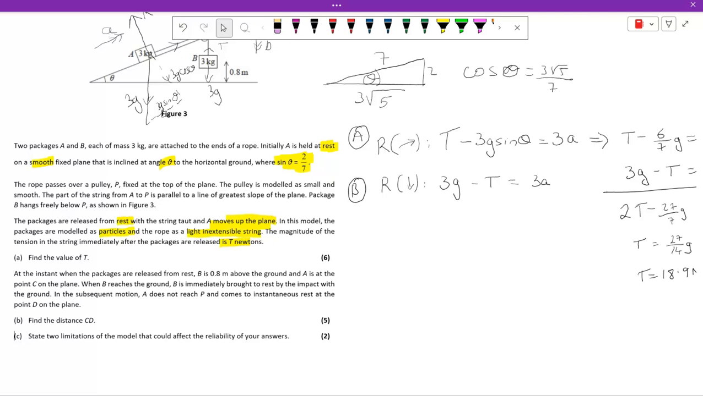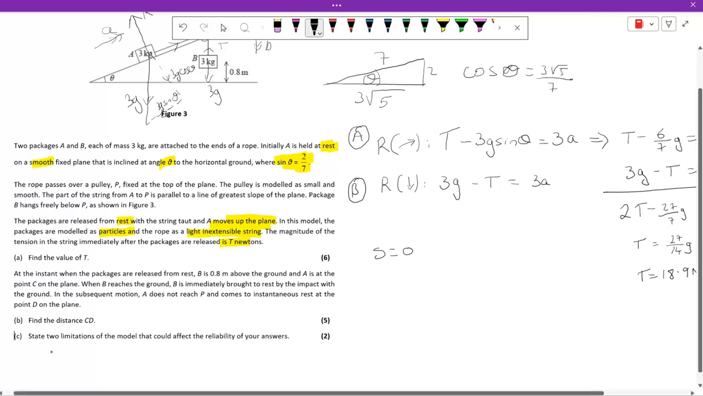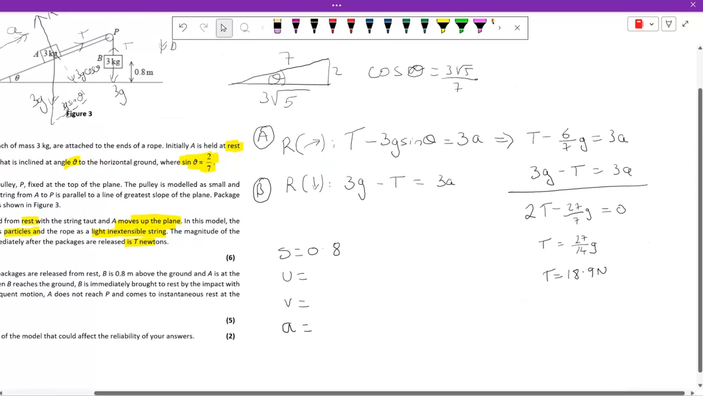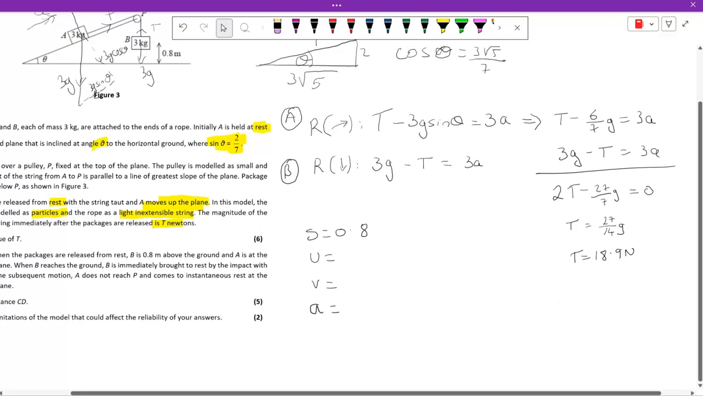So in the two phases, in phase one, let's work out. In phase one, we know that the distance traveled is 0.8. We know it starts from rest. We don't know our final velocity, but that will probably come in handy because it's a two-phase problem. We don't know our acceleration, but we could work it out. Remember, we worked out what tension is. We can sub the tension back in to work out our acceleration. And we don't know what time is, but that's probably not going to be relevant in this question.